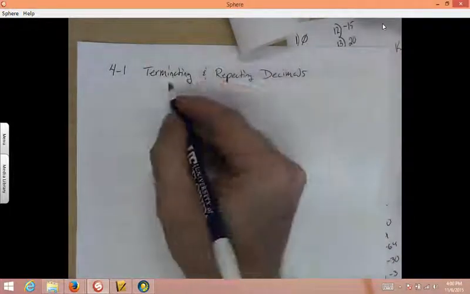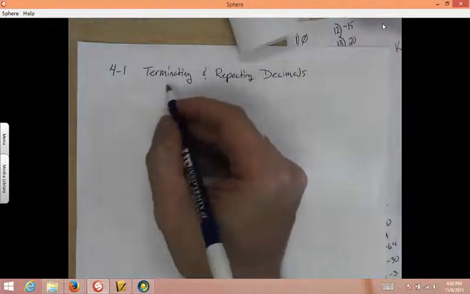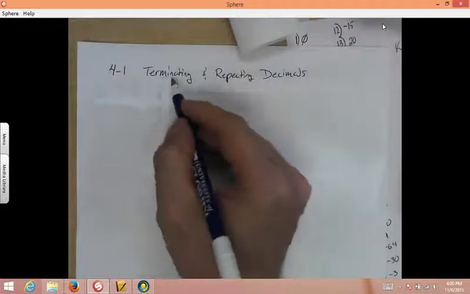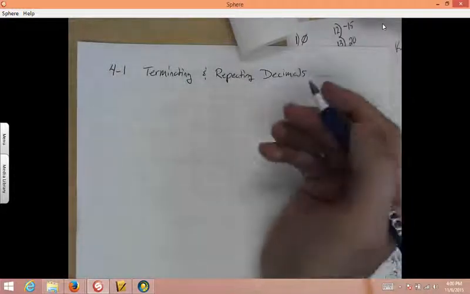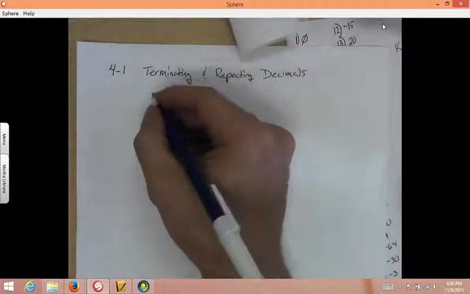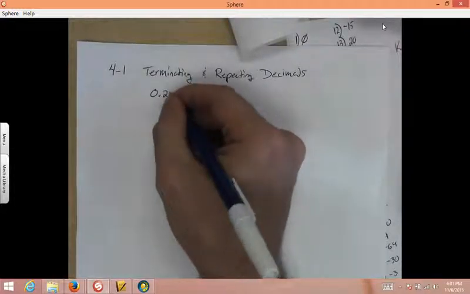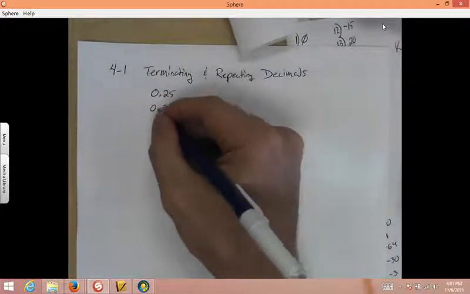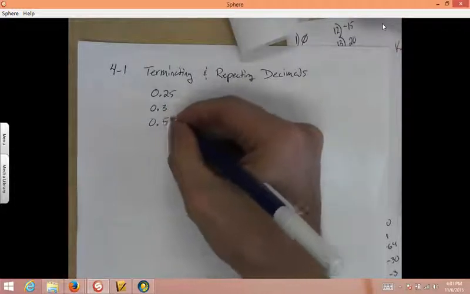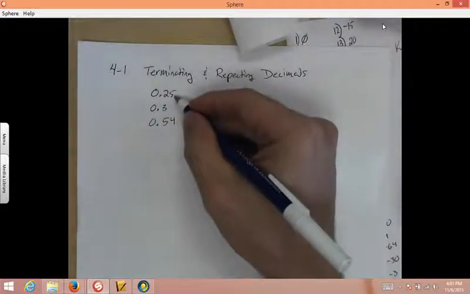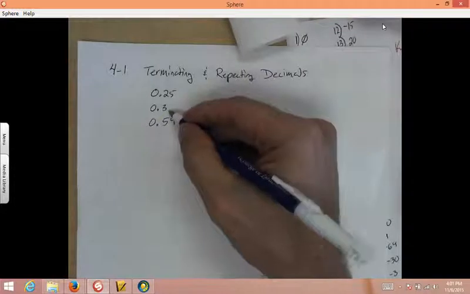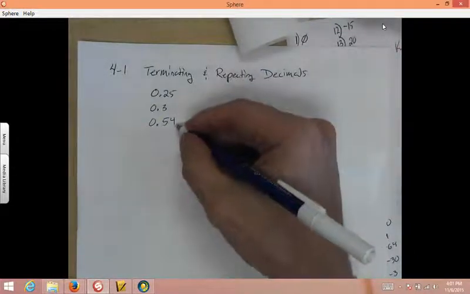So, terminating decimals. Think of that movie The Terminator. You know, it goes around ending people. Terminate means to end. Repeating, it repeats. So, an example of a terminating decimal: 0.25, 0.3, 0.54. See these numbers? There's nothing after that 5. It terminated. There's nothing after that 3. It ended. Nothing after that 4. These are all terminating decimals.